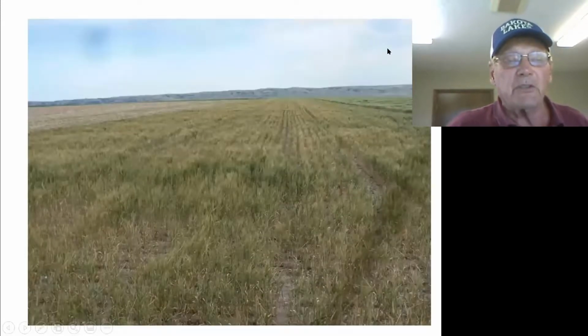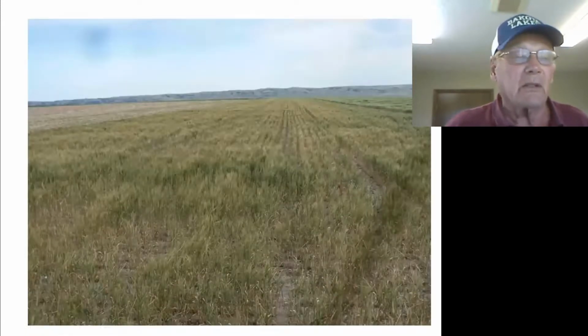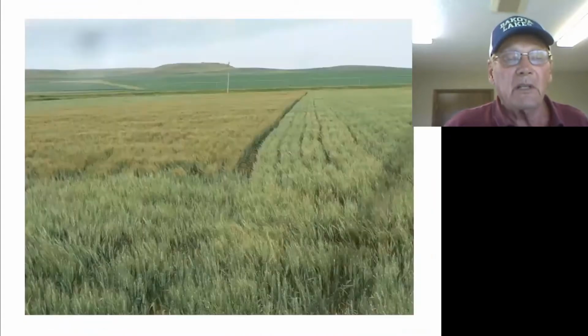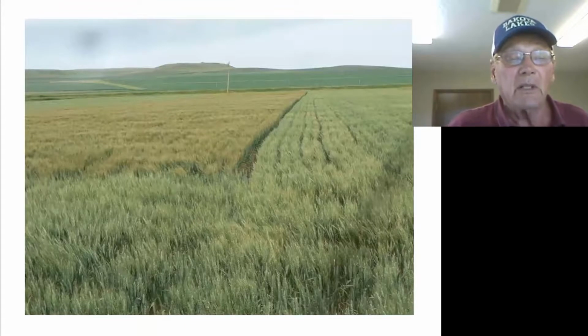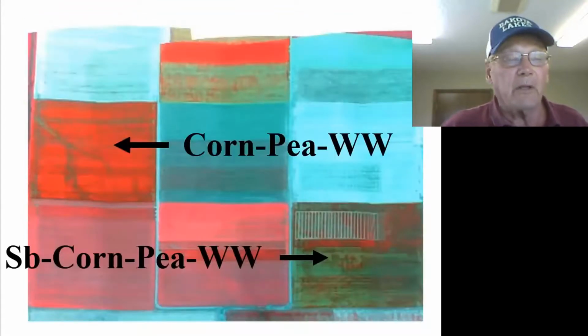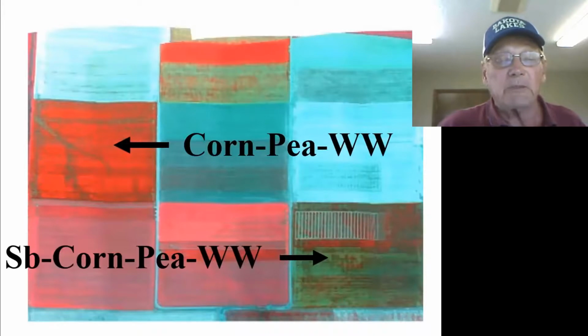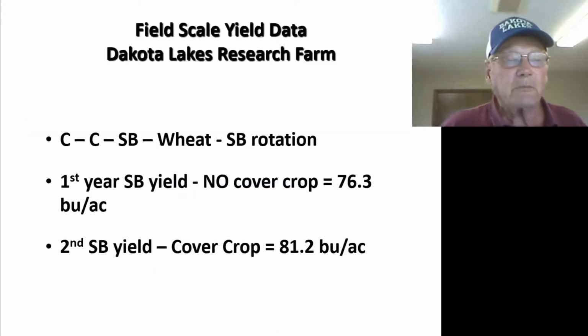So this is in 2006. This is a weed in the low residue rotation. This is the weed in the high residue rotation. Those are right next to each other. If we look at them from an aerial camera standpoint, that's what it looks like.